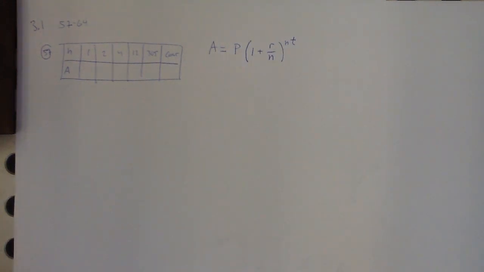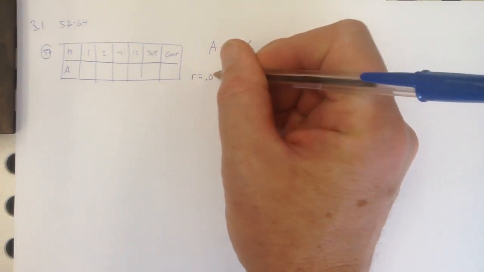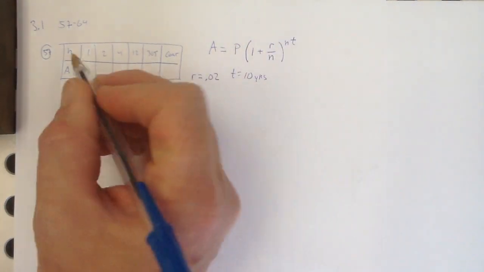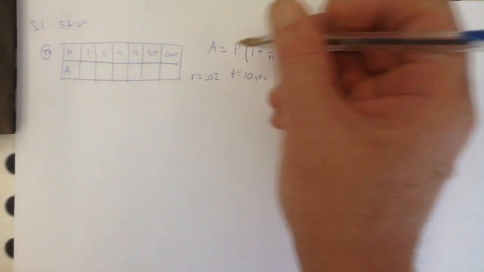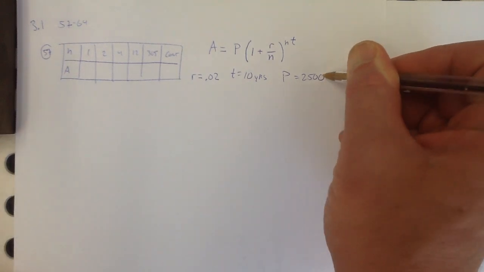So in this particular one, for 57, our R is 2%, so that's 0.02. The T is 10 years. And then we're going to do it for different N's. And did they say the principal? Oh, the principal is $2,500, the starting amount. That was given in a little blurb above, and that's true for all of these problems.